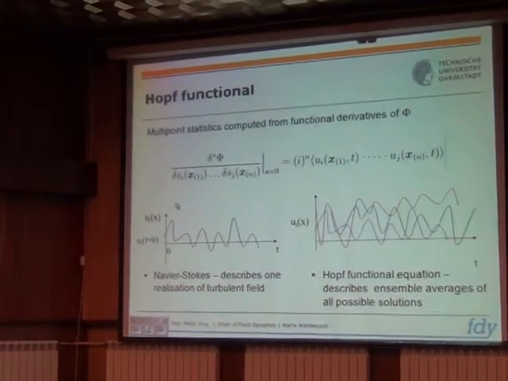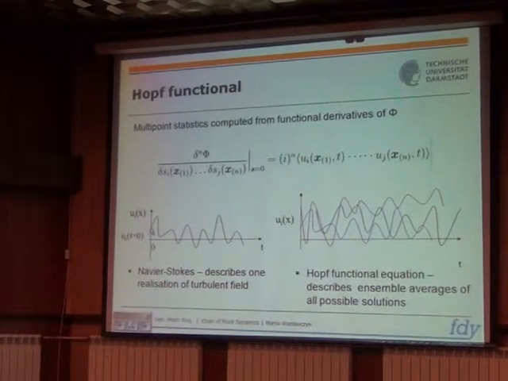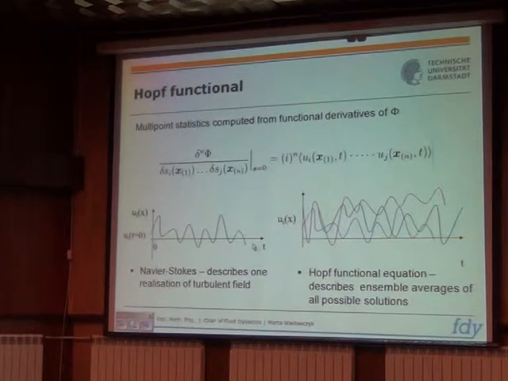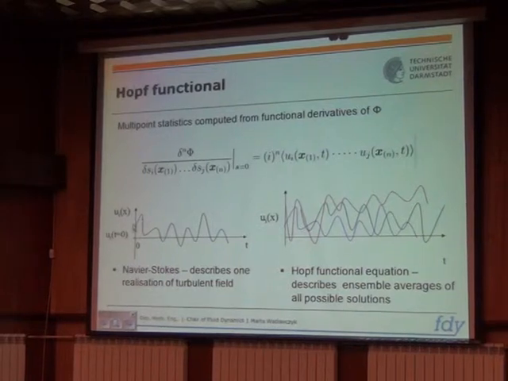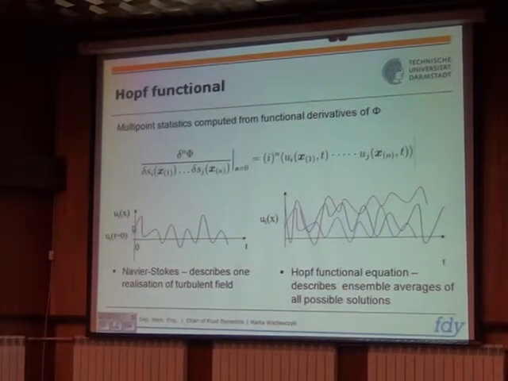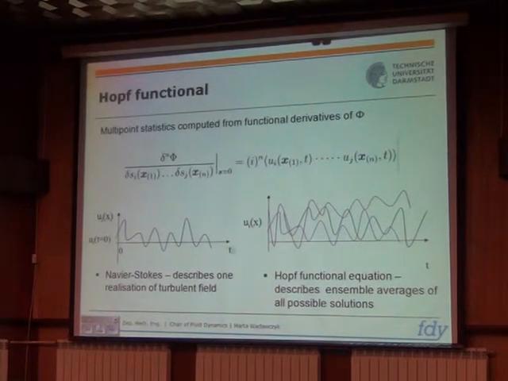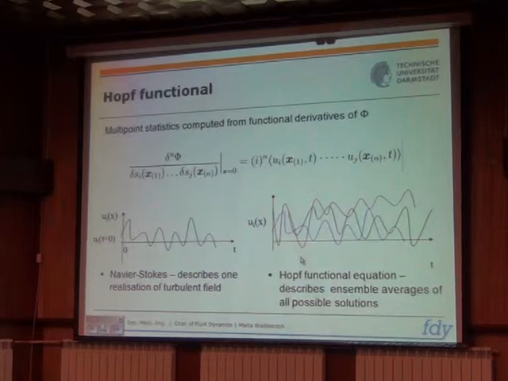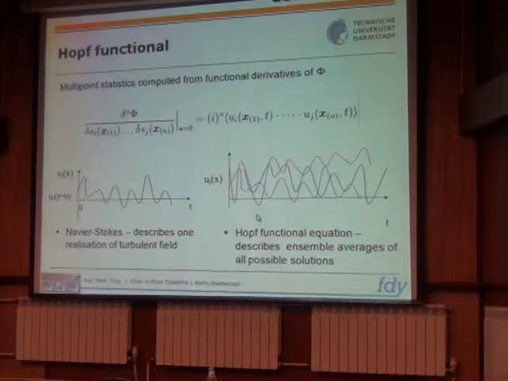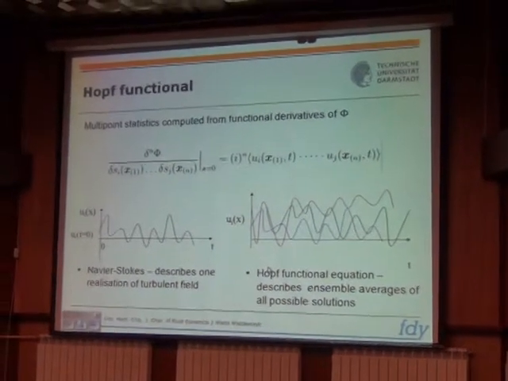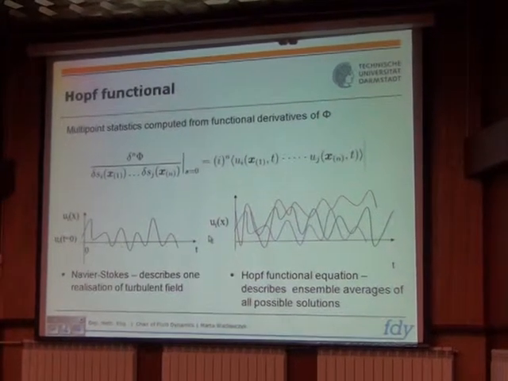Now, to stress the difference between the description in terms of Navier-Stokes alone and the statistical description that we use here, I would say that Navier-Stokes describes, given the initial condition, only one realization of the turbulent field, whereas the Hopf functional equation describes the ensemble averages of all possible solutions. This is the difference. So we talk about the full description in the statistical sense.